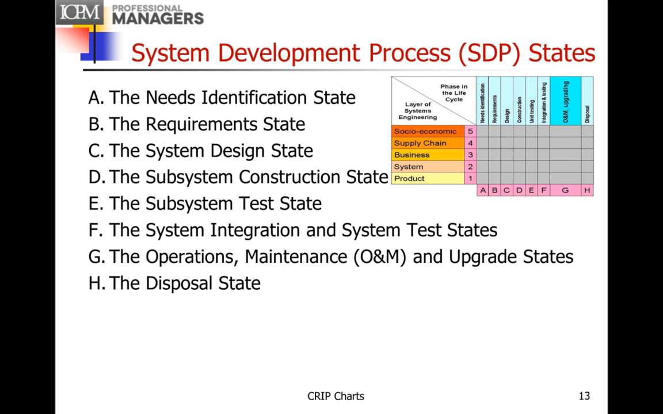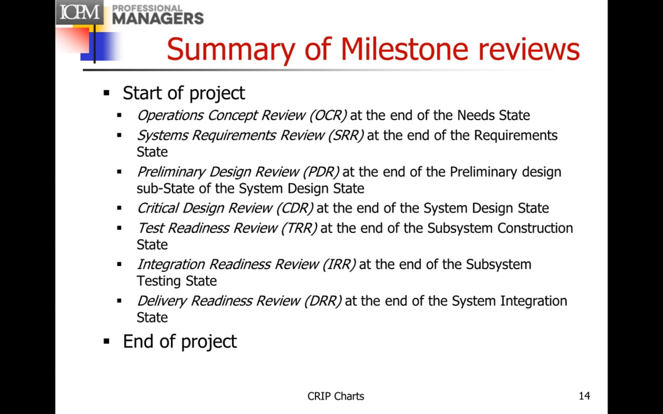The system development process has 9 states. It starts with needs identification and so on. And these map into the HKMF that I show here, and the O&M state is shown wider because the system spends a lot more time in it. Each of the states starts and ends at a milestone review. They have different names, and I'm using OCR, SRR, PDR, CDR, TRR, and so on in this particular presentation. And then the start of the project and the end of the project.